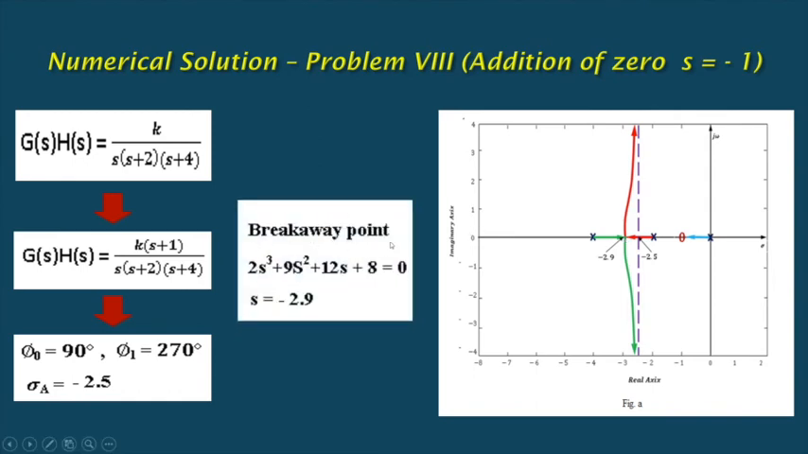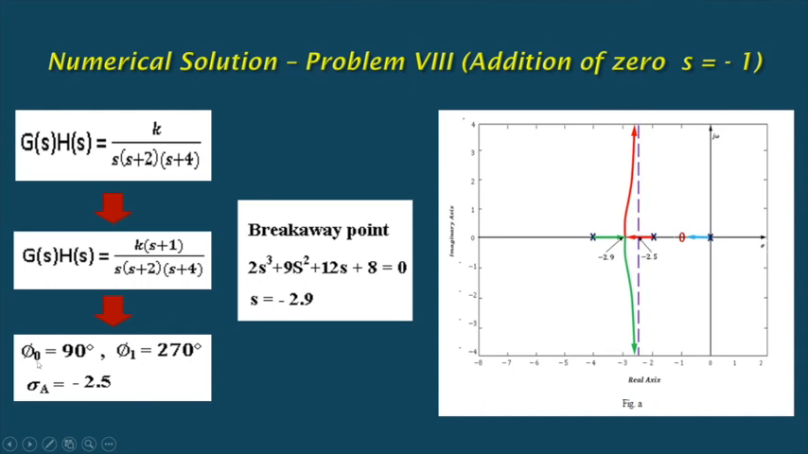Taking the characteristic equation, then from this equation dK by ds equal to 0, we get 2s cube plus 9s square plus 12s plus 8 equal to 0. Then find only one root which is present in the root locus on the real axis. This point is minus 2.9.